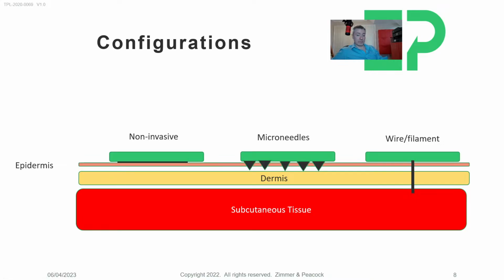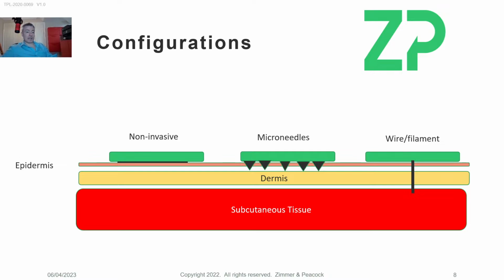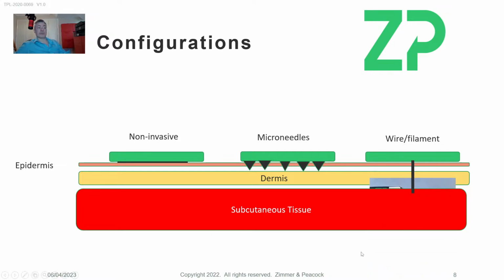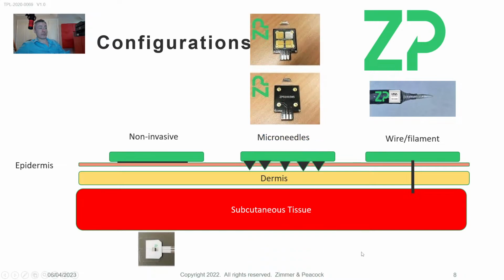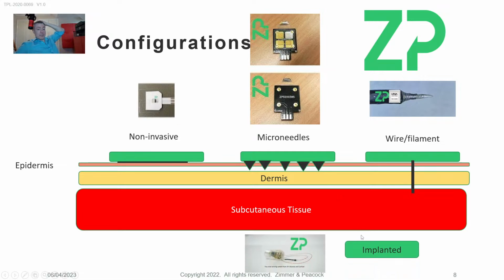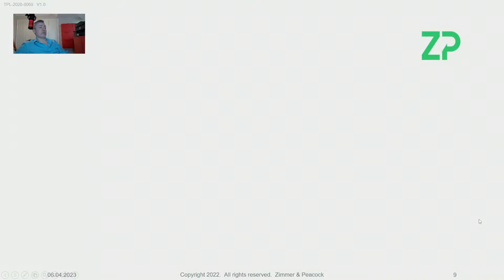Though I have seen some work of late from a good source, not clinically proven, where people are now trying to measure glucose in the film on the skin. But I think that's quite a challenging, clinically hard thing to prove. But these different configurations, be it wire, microneedles, on-skin sensors, or finally implantable, are something that we've done at ZP. These are all ZP images, and something that we do quite a lot of.